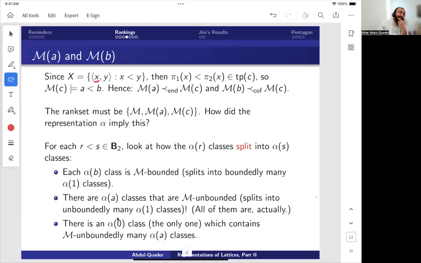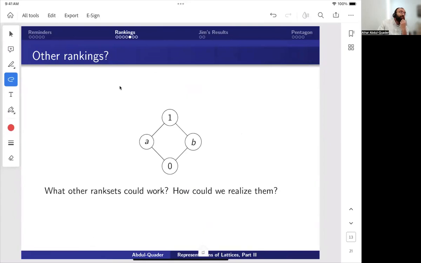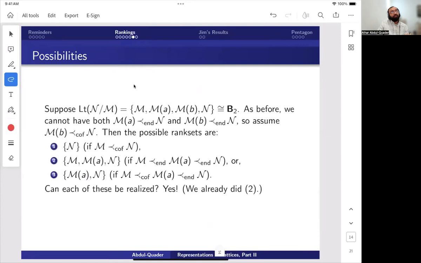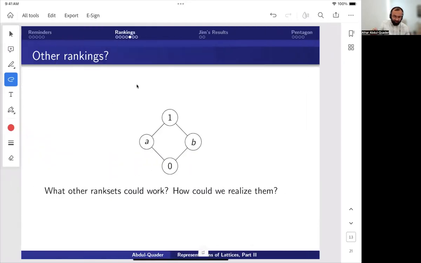And then the alpha of 0 class, which is unique, splits into unboundedly many alpha of A classes. There are infinitely many alpha of A classes. Okay, so that's the idea. And again, I'll mention the theorem in a couple more slides.